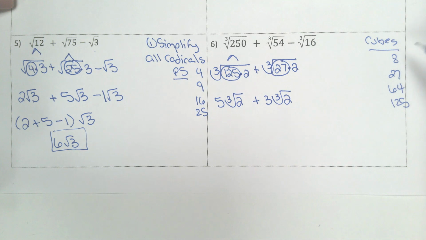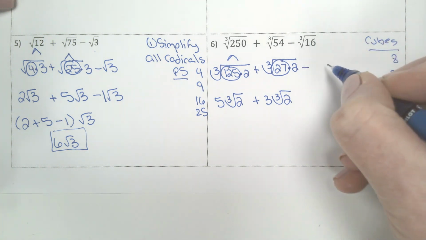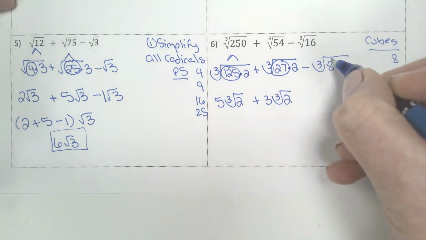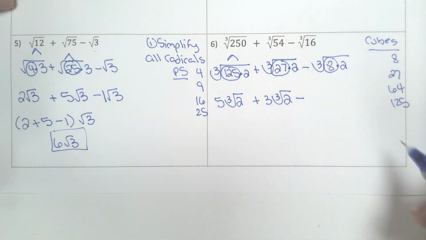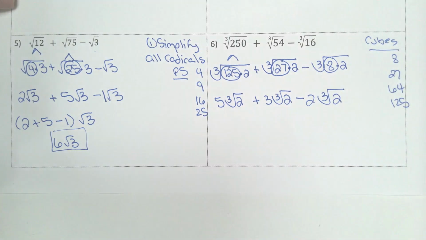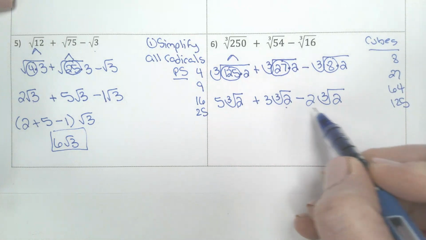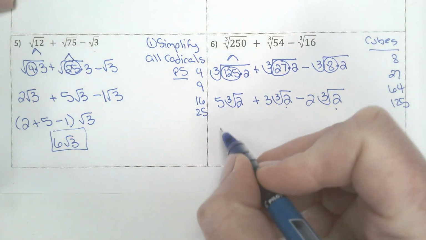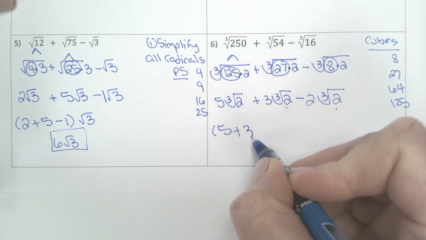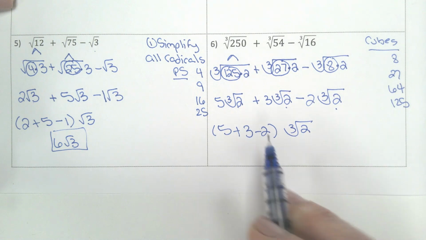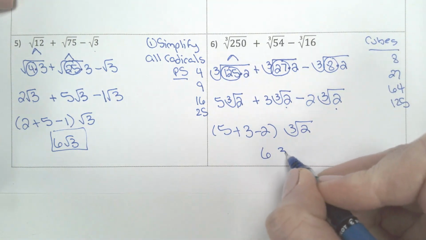16, I know that that's 8 times 2. So when I break that one down, that's 8 times 2. The cube root of 8 is 2. So now I have all the same numbers under the radical. Now I'm just going to add their numbers out in front. 5 plus 3 minus 2. 8 minus 2 is 6.